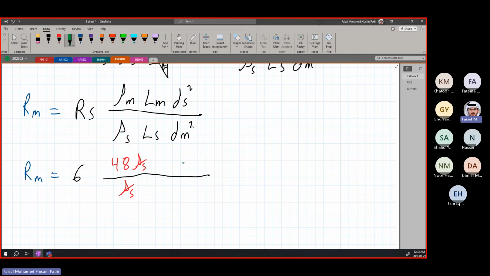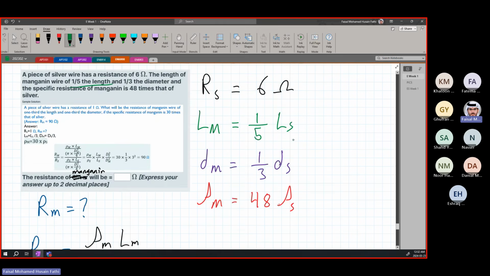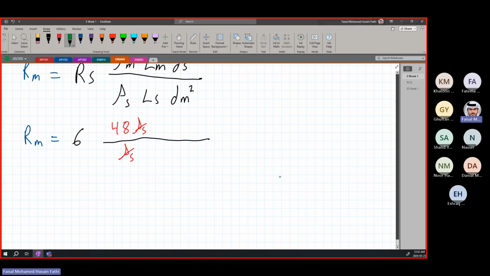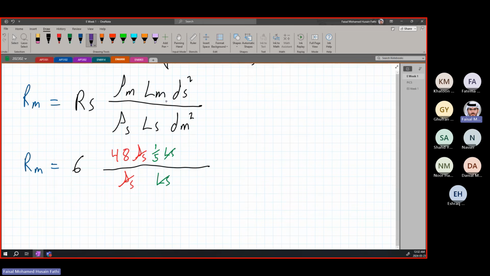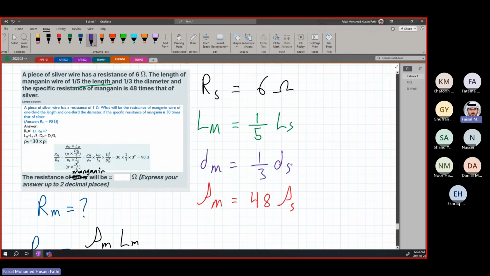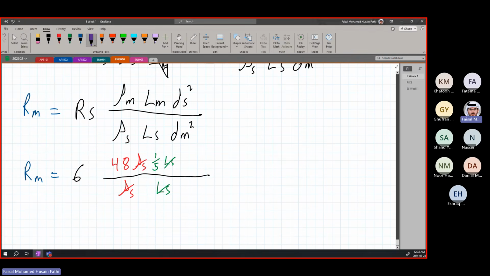Now we'll go to the L part. Lm is equal to 1 over 5 Ls, so 1 over 5 Ls over Ls. Ls and Ls will cancel. And then we have the ds and dm. dm is 1 over 3 ds, so dm, the one at the bottom, is 1 over 3 ds. But keep in mind, this is squared, and this is ds squared up top. So the ds squared will cancel with the ds, but the 1 over 3 will still stay squared.